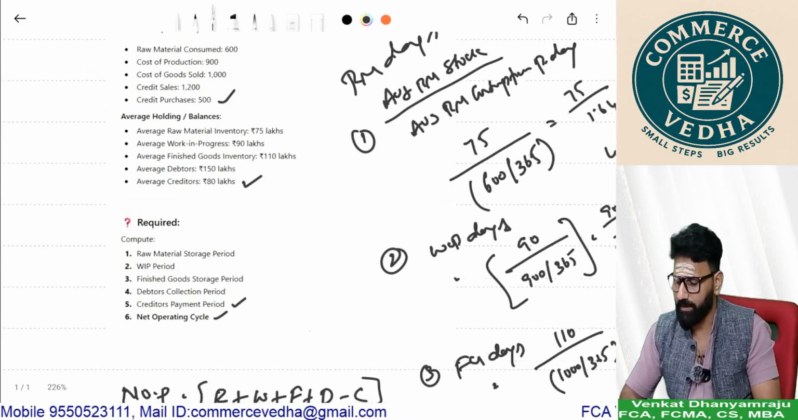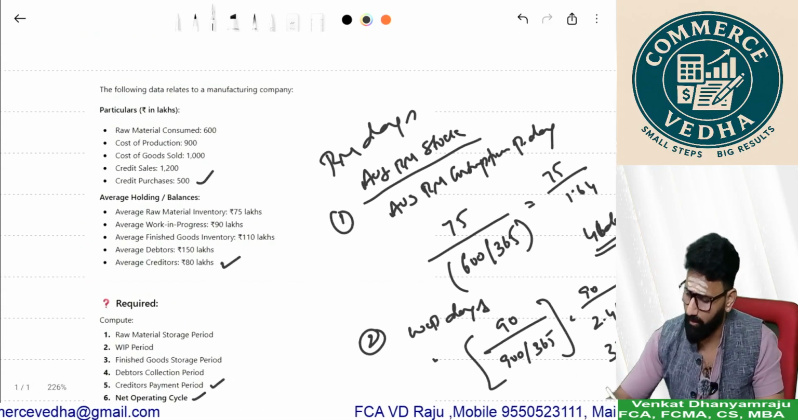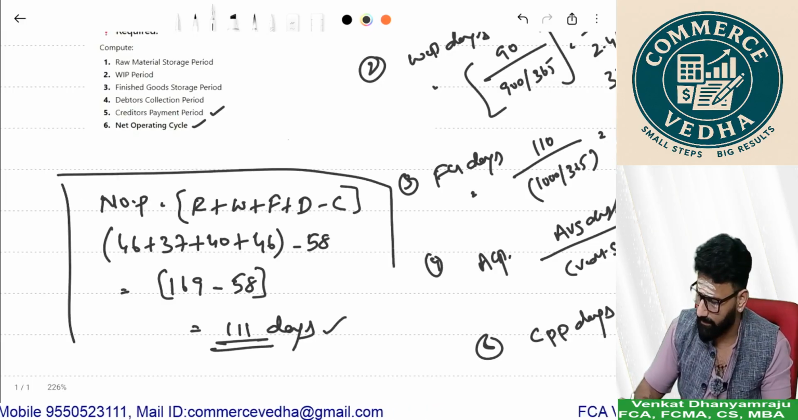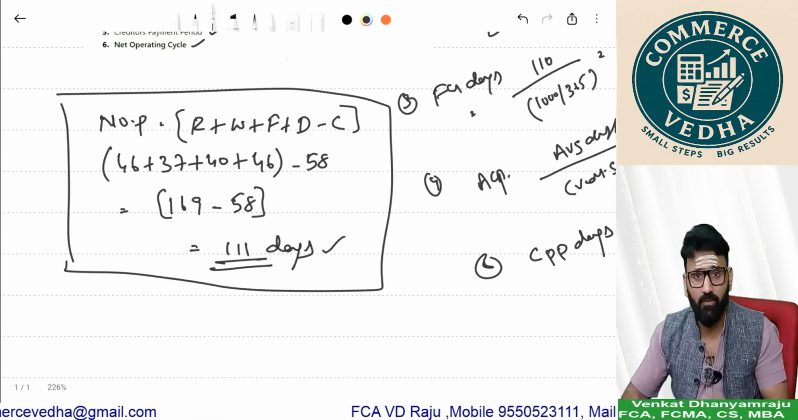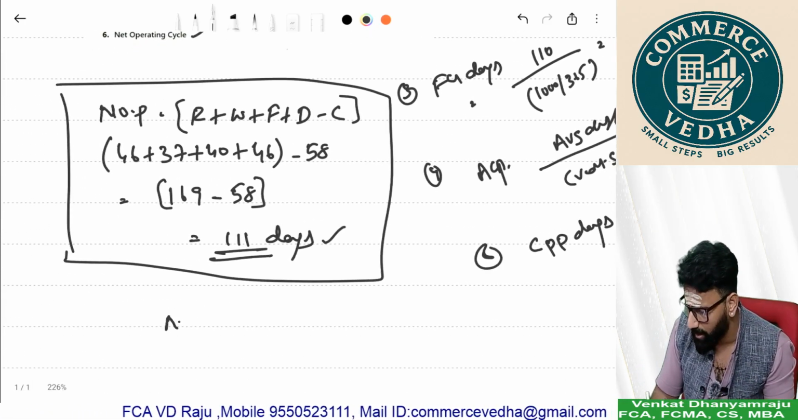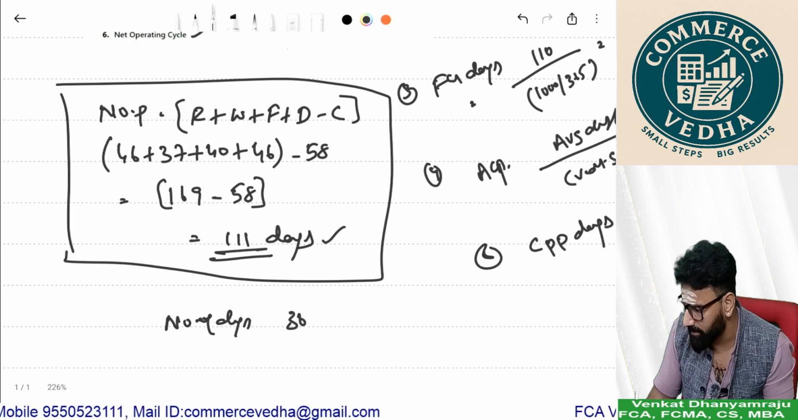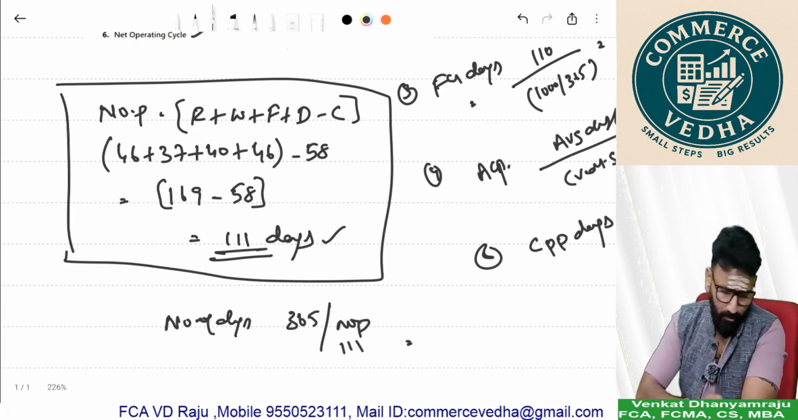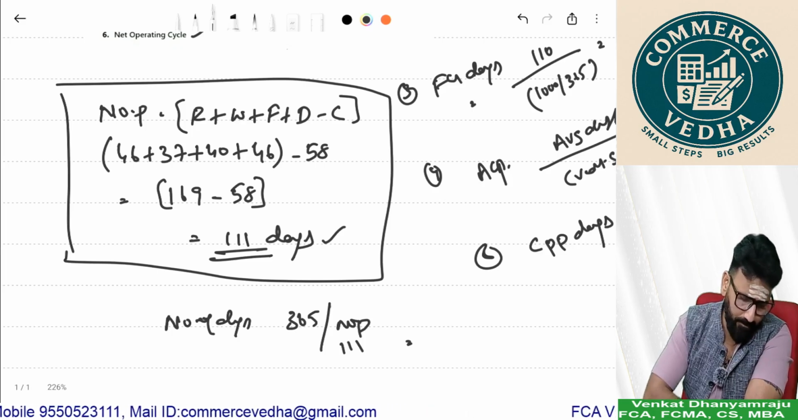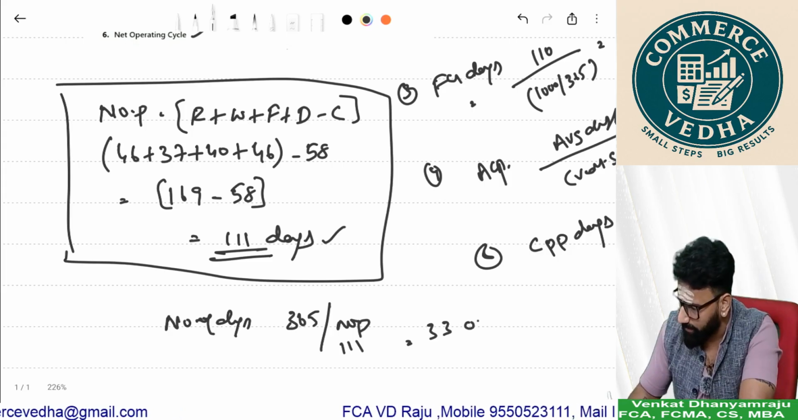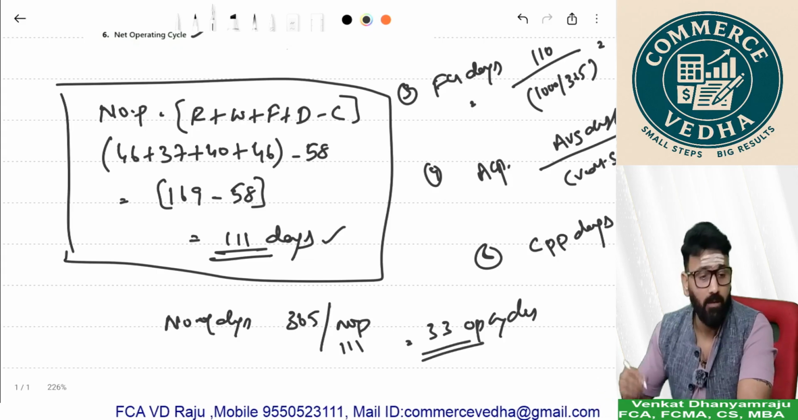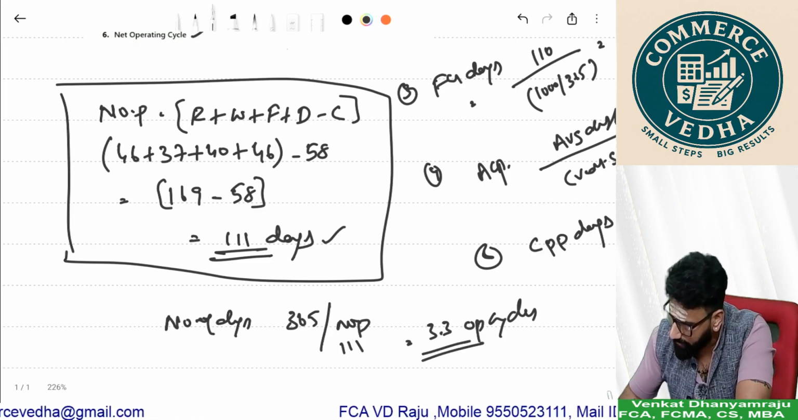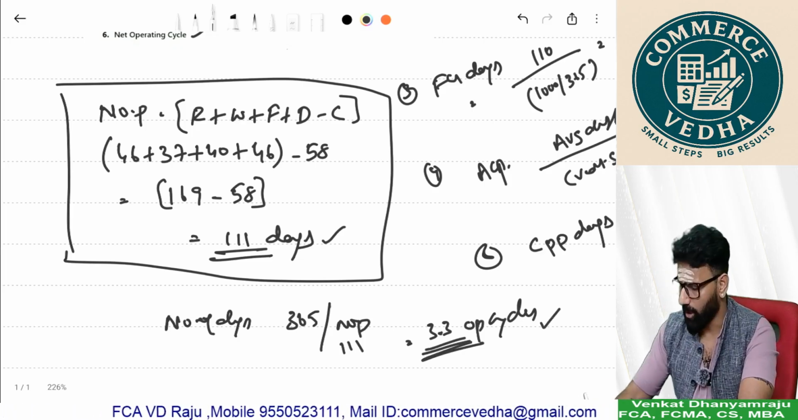So this is how you should present in the examination. All these things are working notes, and your final answer is net operating cycle, 111 days. If someone asks you how many operating cycles, simply you can do number of days in a year, 365 divided by net operating cycle, that is 111. So 365 divided by 111 is 3.3 operating cycles.